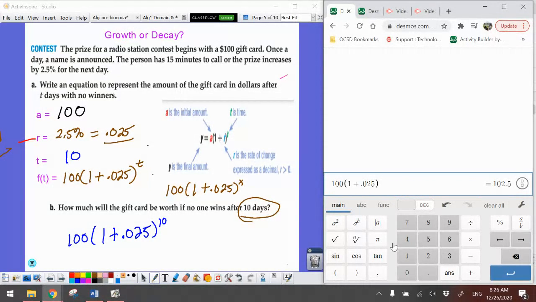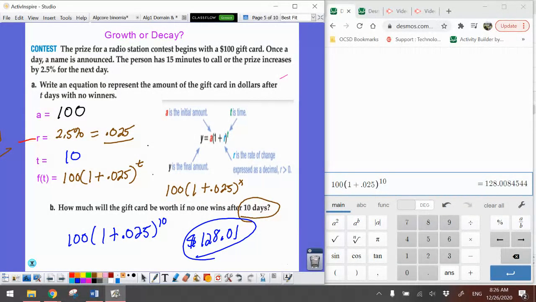So remember, you can either do power with this a to the b, or I can do shift caret, which is above the 6, to be able to get that to the 10, and then I put in my 10. And you'll see that I have $128. Now, this is money. So 0.008 means that I'm going to round to a penny. So this is actually $128 and a penny. So after 10 days, that gift card has increased $28.01. Okay, let's look at the next one.